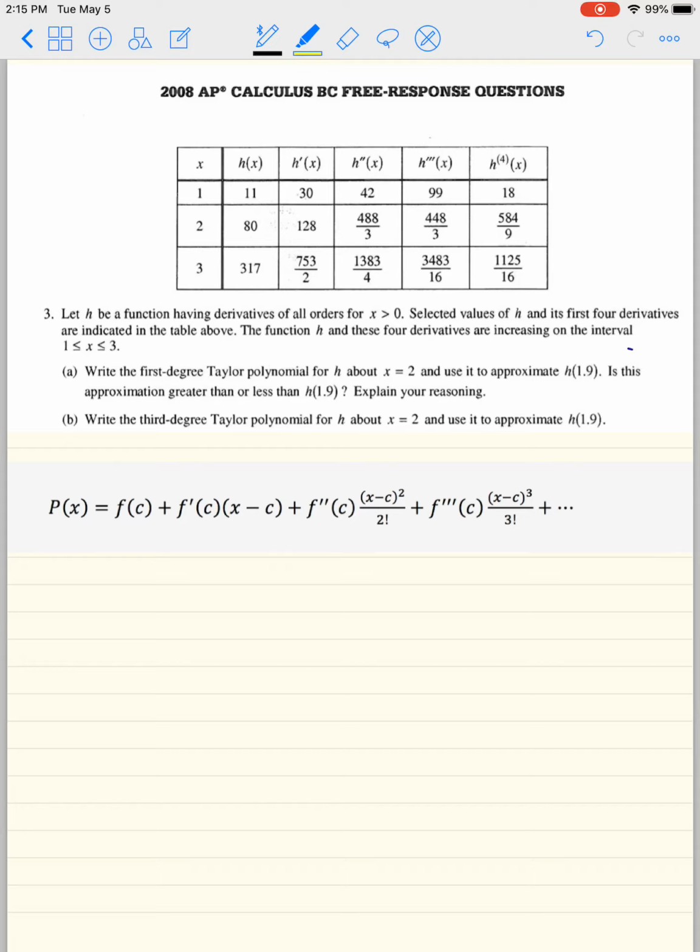All right, let's get right to it. This is an interesting problem. They gave it back in 2008. I just think that everybody should know how to cover all types of Taylor series.